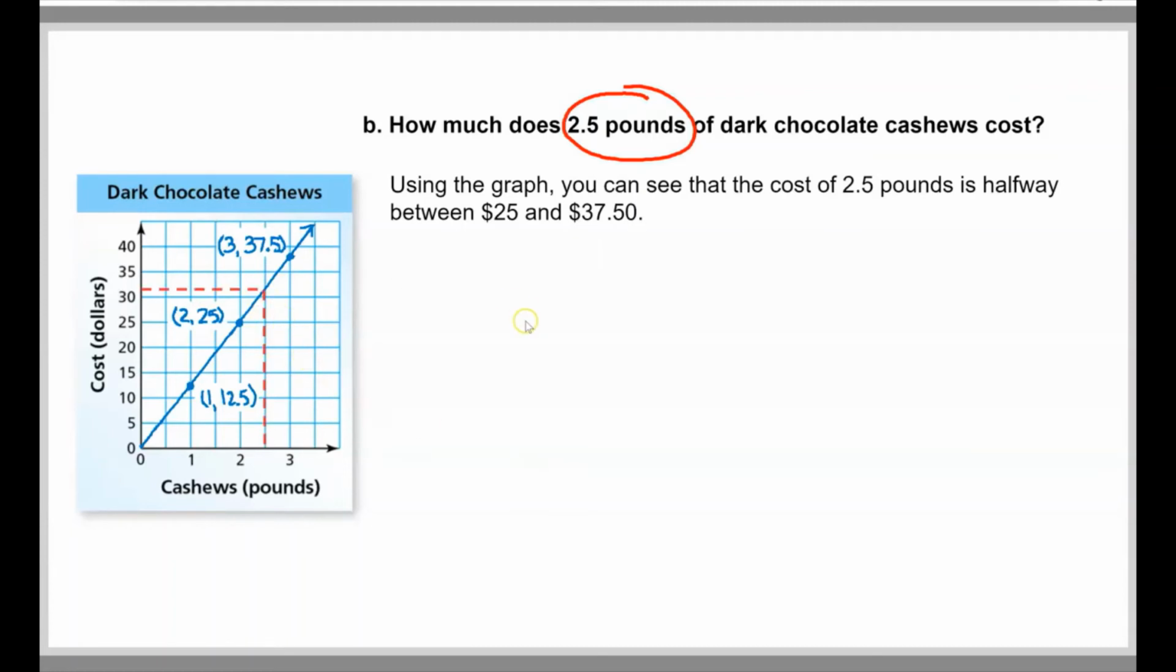And as we're looking and connecting these dots, obviously we wouldn't be able to get that exact amount just looking at the graph, but we could also do the multiplication here, 2.5 times 12.5.